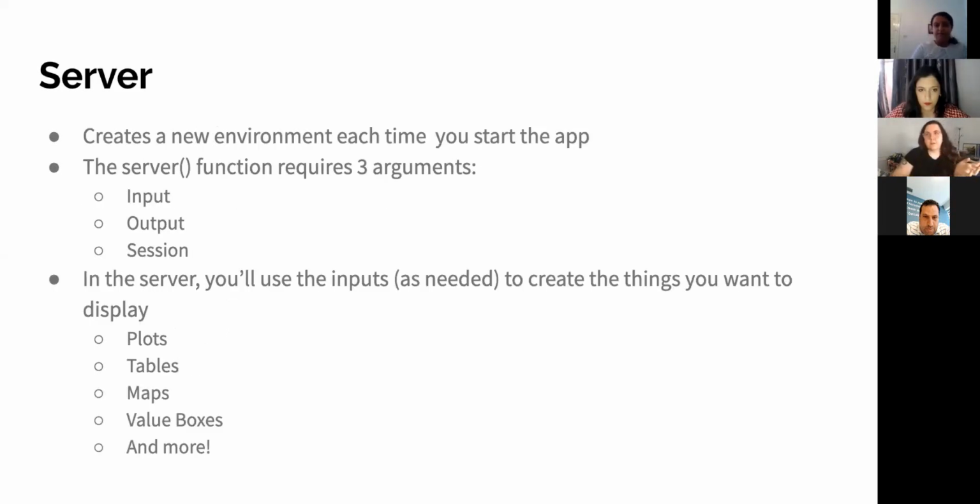The server function is going to create a new environment every time you start the app. It technically requires these three arguments: input, output, session. You're not going to create any of those things. Instead, inside that server, you use any inputs that you built as needed to create all the things you want to display. So your plots, tables, maps, value boxes. There's a lot of options for things you can display. You're actually going to build those in your server.